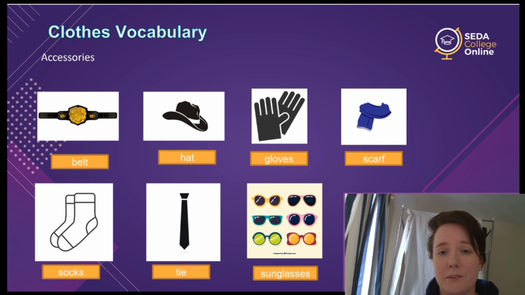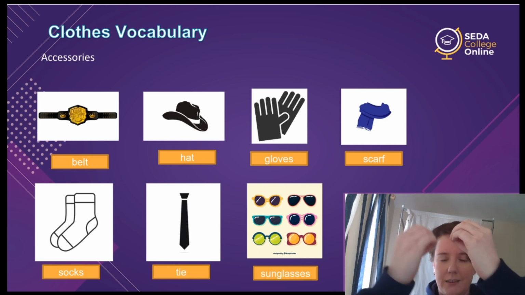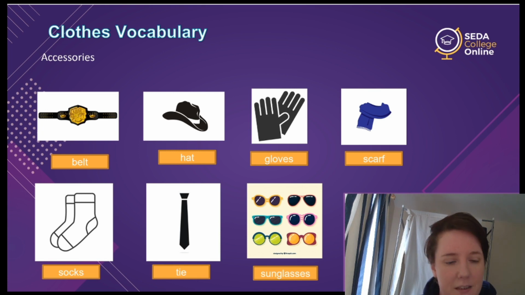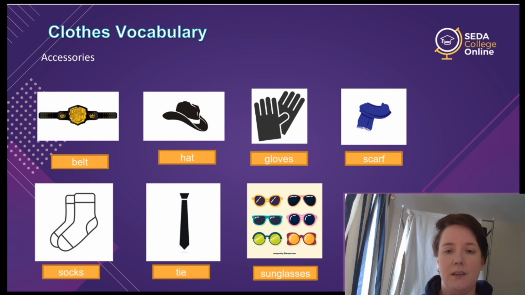The next one is hat. Now in America, and in Ireland as well, we have a hat, but when it comes out like that, it's called a cap, like a baseball cap, okay? So that's a cap. When it's kind of all around like that, it's a hat. And then we have gloves for the winter, a scarf we put around our neck, okay? And then we have socks, and then a tie, okay?